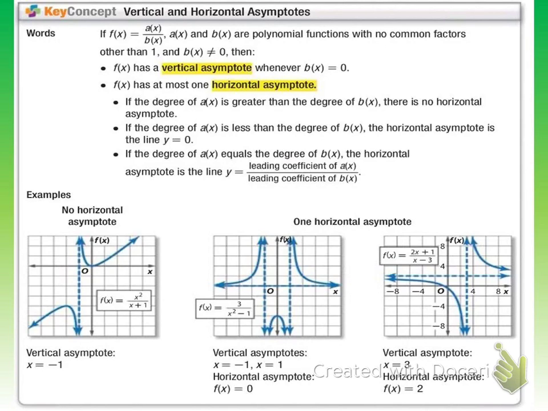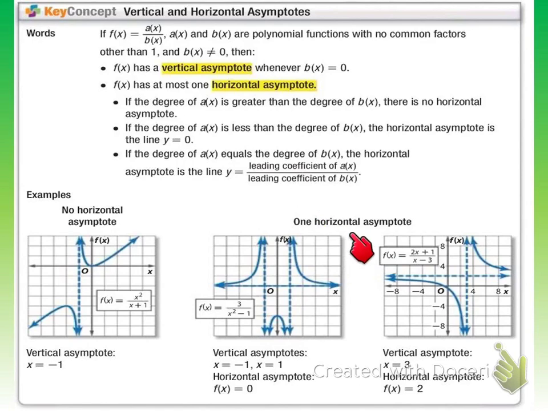Case 3. If they're equal, then the horizontal asymptote is the line y equals the leading coefficient of your numerator over the leading coefficient of your denominator.